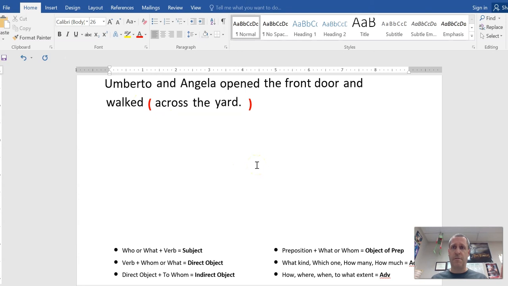Now these can't be part of a mashed up verb phrase because neither of them is a helping verb. They are both independently action verbs of their own. So I need to give each of them independently their own line as the verb. After I have done that, I'm going to ask the question, who or what opened and walked for my subject. And once again, I have two different things. I have Umberto opened and walked, and Angela opened and walked. So I'm going to need to have a line for each of those as well.